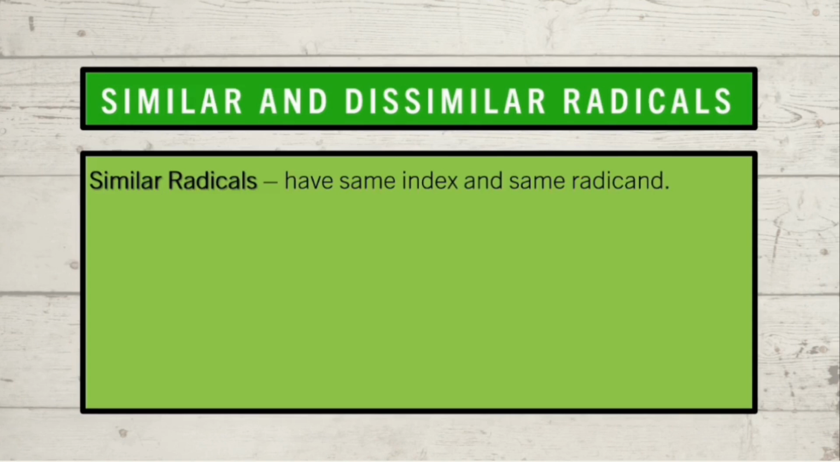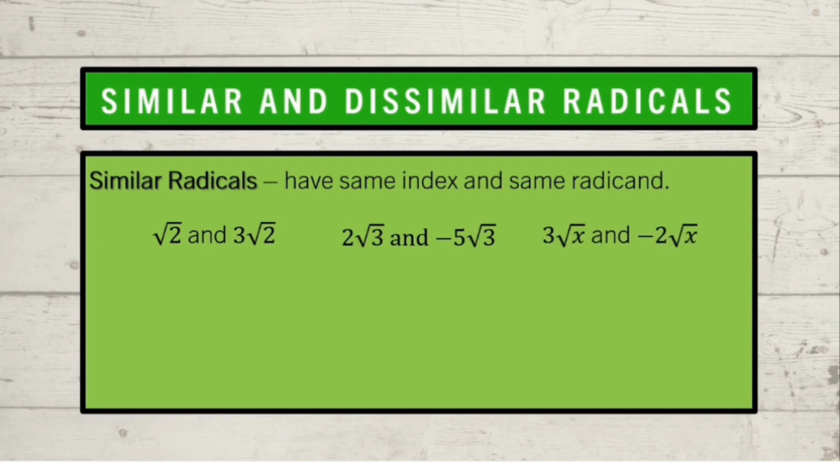Similar radicals, or like radicals, are expressions with the same index and radicand, such as square root of 2 and 3 square root of 2, 2 square root of 3 and negative 5 square root of 3, 3 square root of x and negative 2 square root of x.